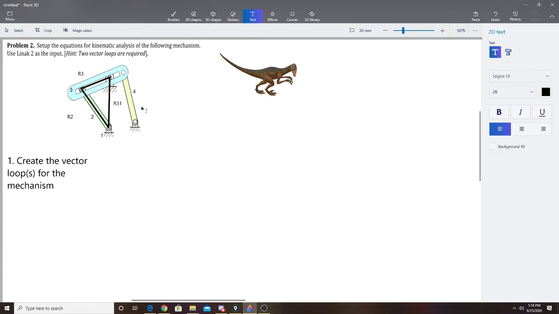And we are going to call this loop, actually, we're going to keep it black. We're going to call this loop Loop A. So this is Loop A, the first loop. I'm going to write this out over here with obviously bigger text. Loop A is R2 plus R3 minus R31. Once again, remember, these are just sort of arbitrary.